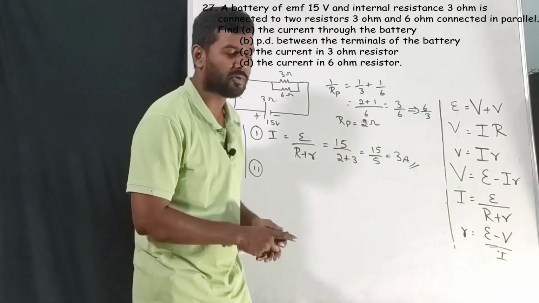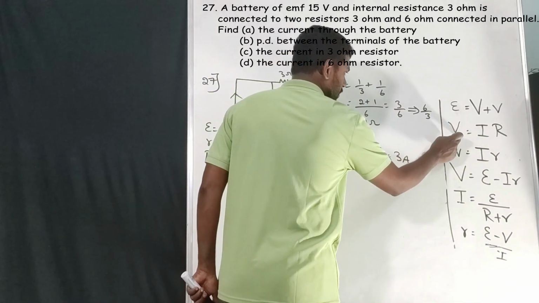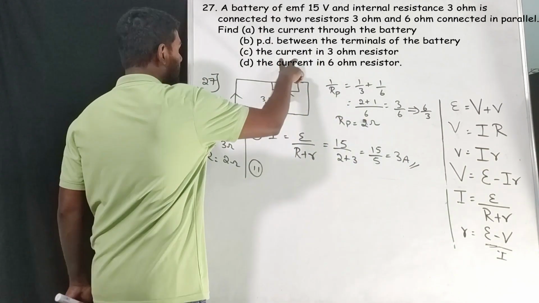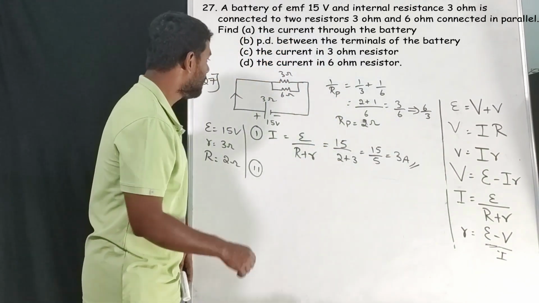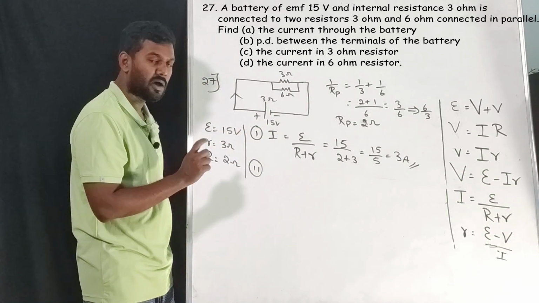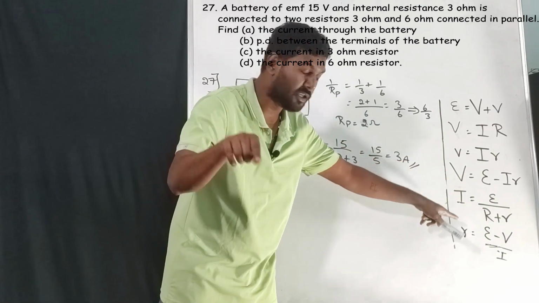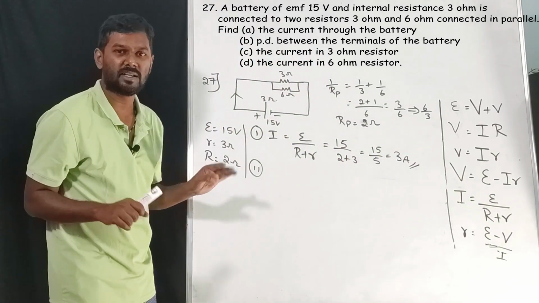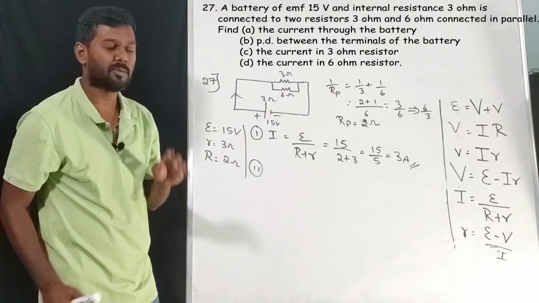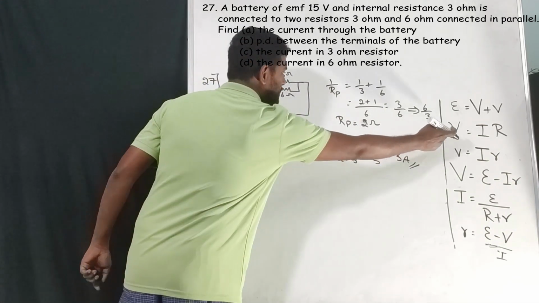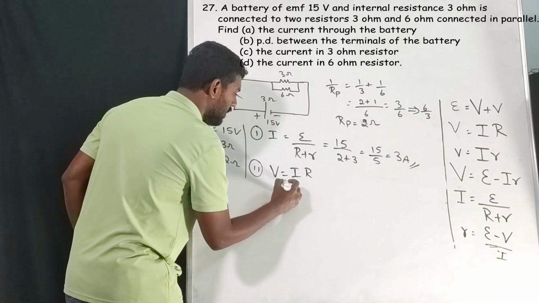What is the difference between these two formulas? You can use any one, you will get the answer. Whenever you are using this formula, capital R represents the resistance in the circuit, and you should not include the internal resistance, small r. Whenever you are using the other formula, you should not include capital R. That is the only difference. You can use any formula, you will definitely get the same answer. This is simpler, right? We'll use this one only: V is equal to I into R.